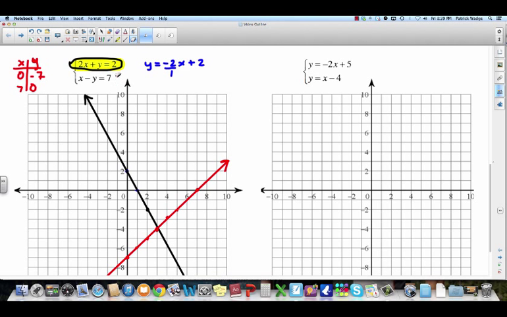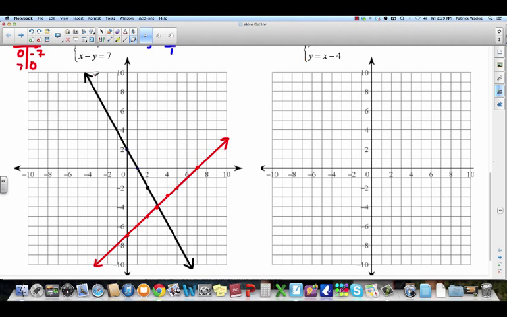Where's the point or points that satisfy both of these equations here? Yes, you guessed it. The point that satisfies both of them are where they cross each other. This is the point right here that satisfies both of them. So your question becomes, what's that point? What's the point where they cross each other? That point is 3, negative 4. And this is our solution. The solution to this problem is 3, negative 4.